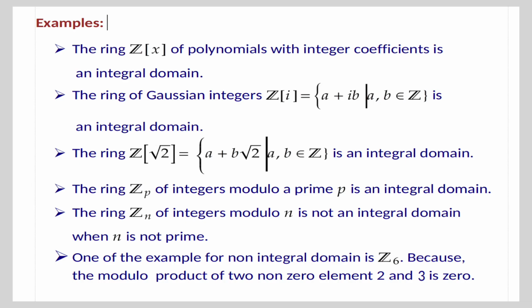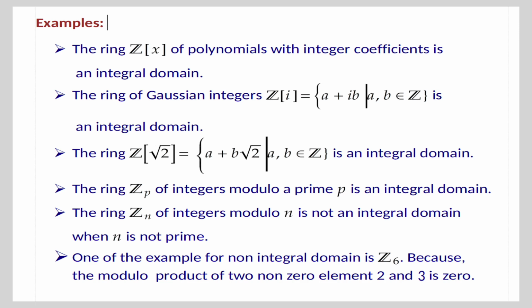The examples of integral domains are: the ring Z[x] of polynomials with integer coefficients is an integral domain. The ring of Gaussian integers Z[i] = {a + ib such that a, b belong to Z} is an integral domain. The ring Z[√2] = {a + b√2 such that a, b belong to Z} is an integral domain. The ring Zp of integers modulo a prime p is an integral domain.